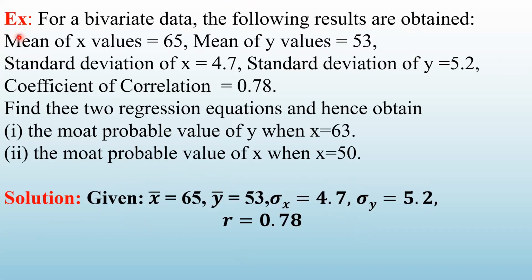Look at this exercise. For a bivariate data, the following results are obtained. What are the given results? Mean of x values is 65. Mean of y values is 53. Standard deviation of x values is 4.7. Standard deviation of y is 5.2. Coefficient of correlation is 0.78. This much information is given to you. What you have to find? Find the two regression equations.